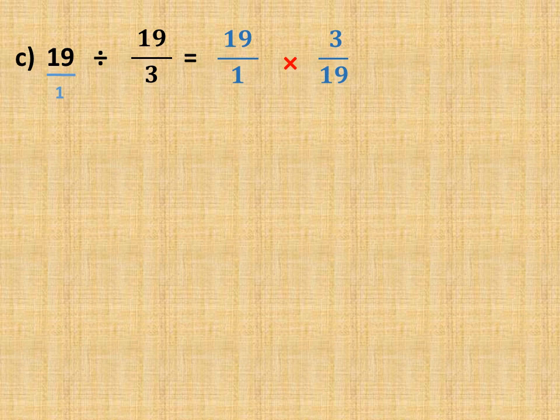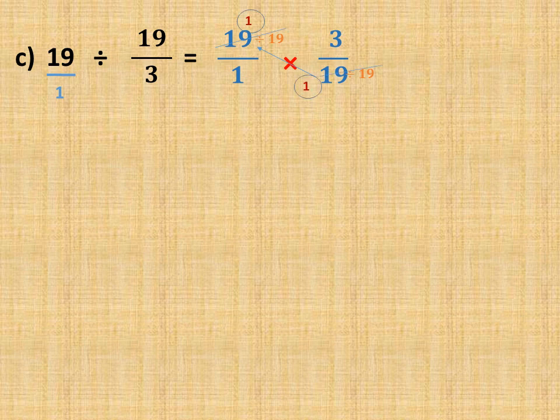Let's check the second fraction. 3 and 19. Can we simplify 3 and 19? No, we can't. They are not in the same table. Let's make scissors. 1 and 3. Can we simplify 1 and 3? No, we can't. They are not in the same table. Here, 19 and 19. Yes, when we have the same number, we divide it by itself. So, divide 19 by 19. 19 divided by 19 equals 1, up and down.